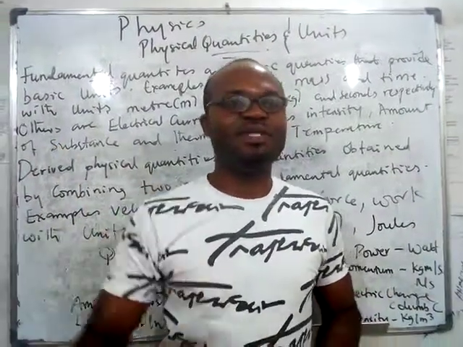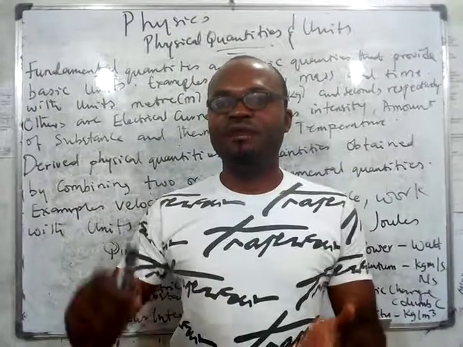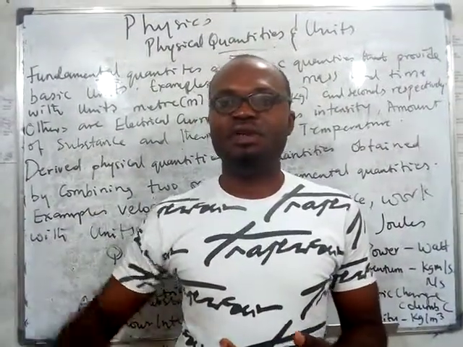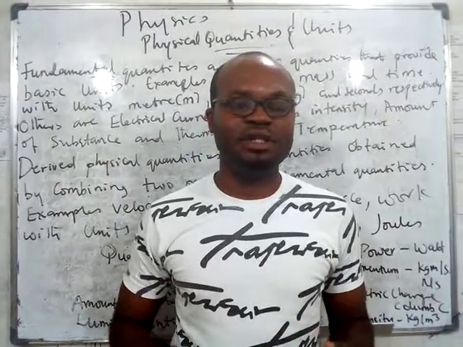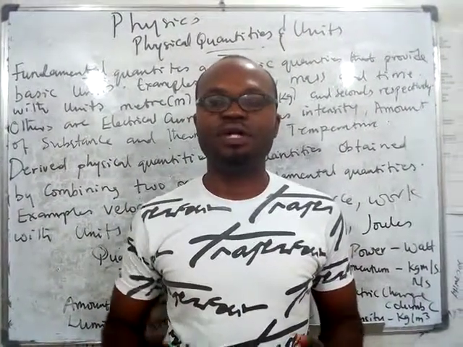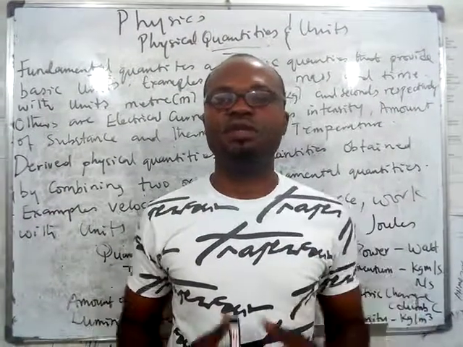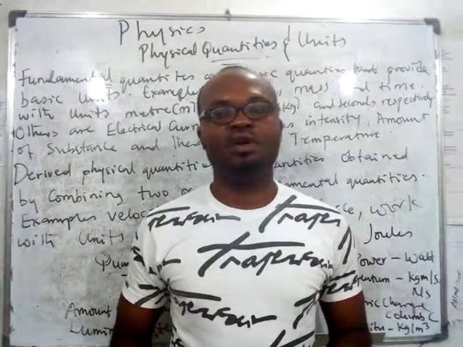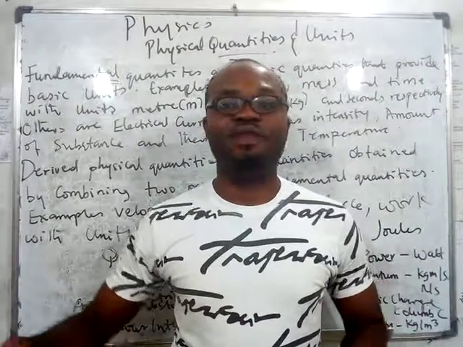What are the basic fundamental quantities that we have? We have length, mass, and time. And what are their units? The unit of length is meter. The unit of time is seconds. And the unit of mass is kilogram. Now, derived quantities are those quantities that are obtained from the fundamental quantities.